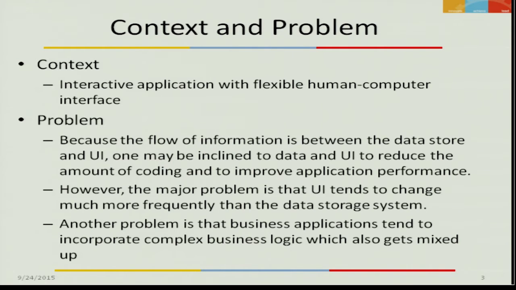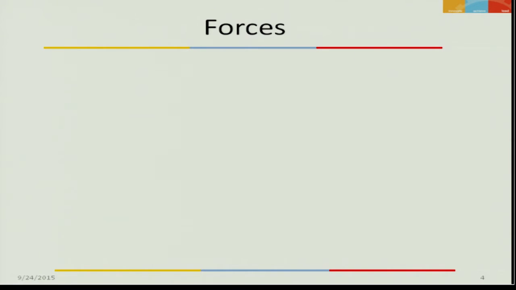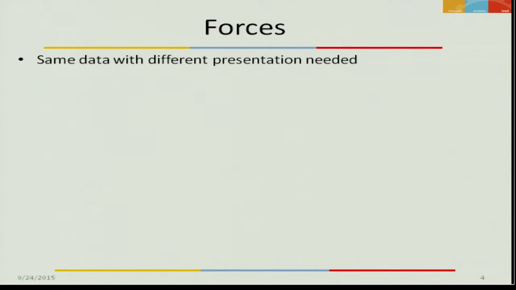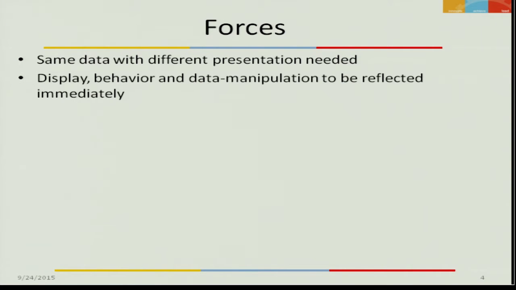Another problem is that in a complex business application there is really complicated business logic, and that needs to be separated, that needs to be changed. However, if we take the shortcut approach, then everything gets mixed up. So the constraints, or the forces, are that we need to represent the same data in different manners. Then as soon as there is a change in the data, we would like to reflect that change in the UI, meaning that if, let us say, someone changes the grades in the data store, I want that information to be reflected back in my UI.